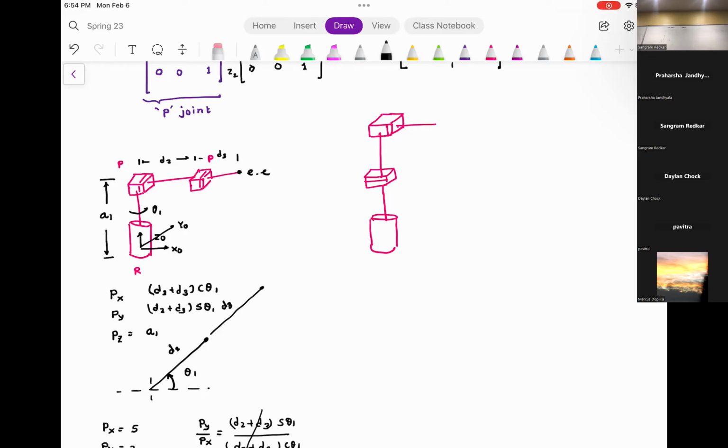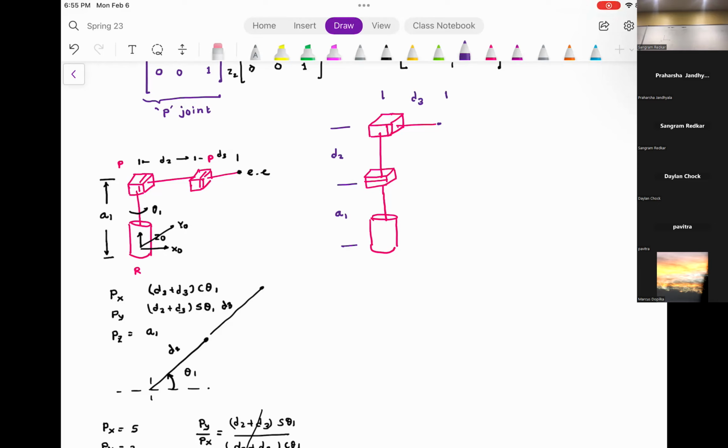Okay, now since you have seen so many problems, I'm going to give you some distances. This is distance A1, this is distance D2, and this is distance D3.